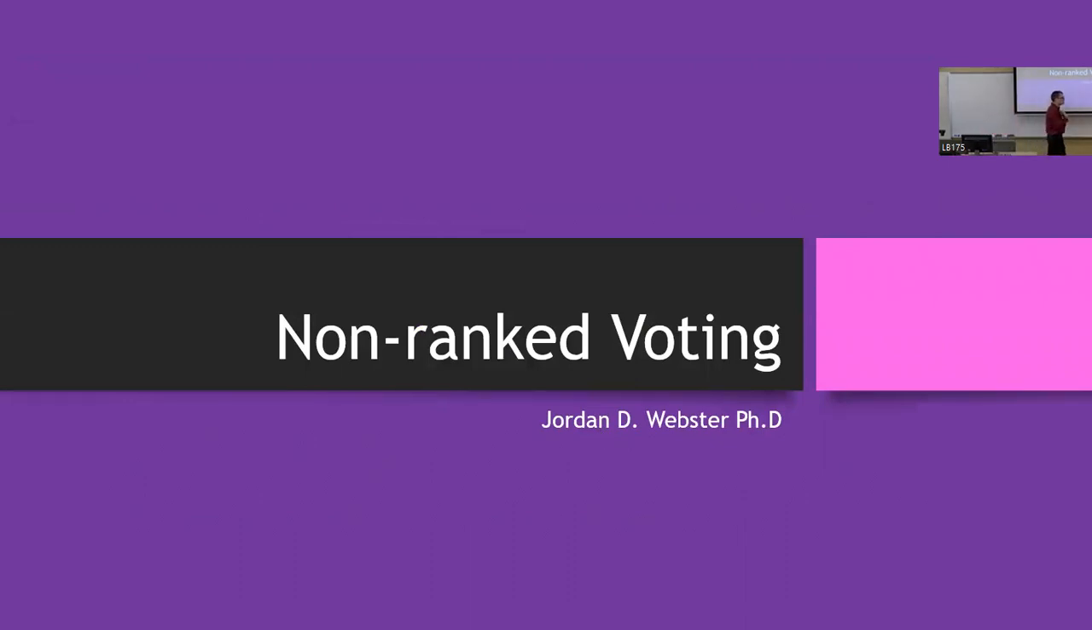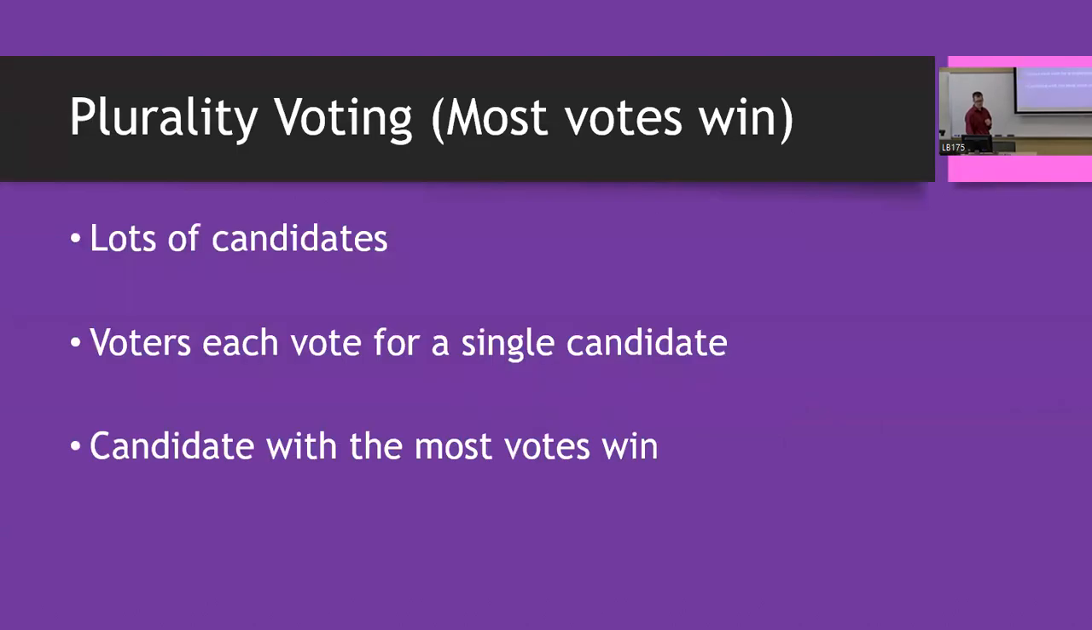There's 2 types of voting methods. There's what's called ranked voting, which we'll see later, and then non-ranked voting. We're going to do non-ranked voting first. There's a couple of methods where you can use non-ranked. The most common one, and the one that's most common to us, is probably plurality voting.